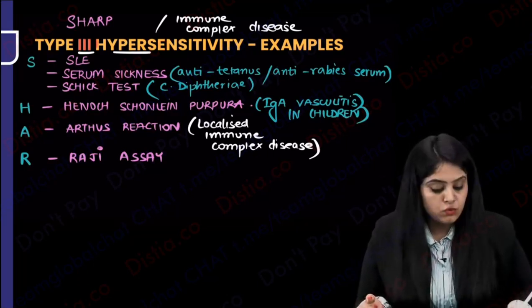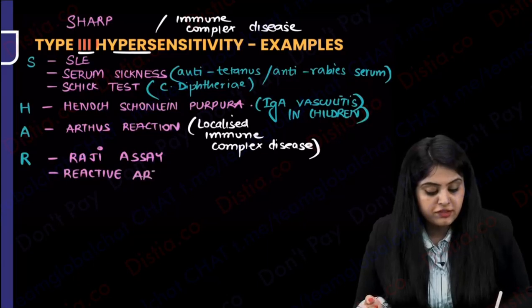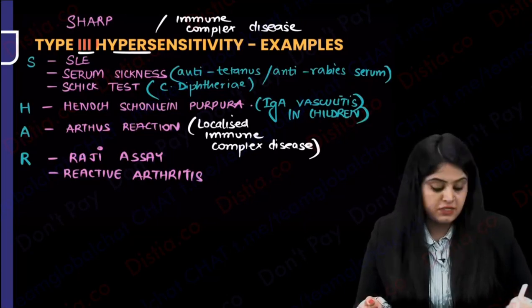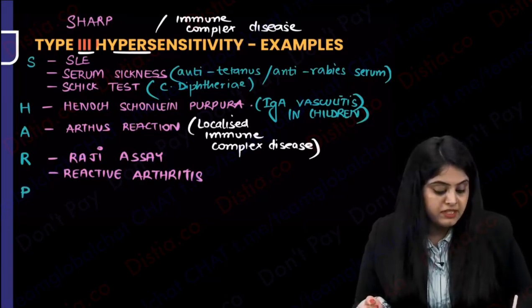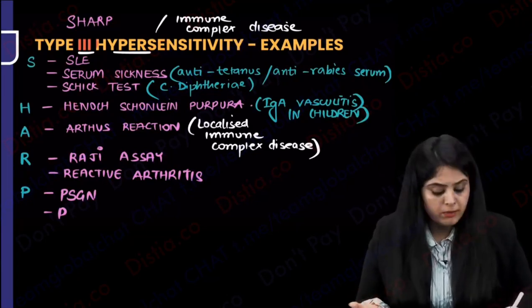Another R that we need to know over here is going to be the reactive arthritis. Please note, I'm not writing rheumatoid arthritis. This is the reactive arthritis that comes under type 3 hypersensitivity. Finally, coming to the P in the SHARP mnemonic, P stands for two very important diseases, called PSGN. What is PSGN? Post-streptococcal glomerulonephritis.